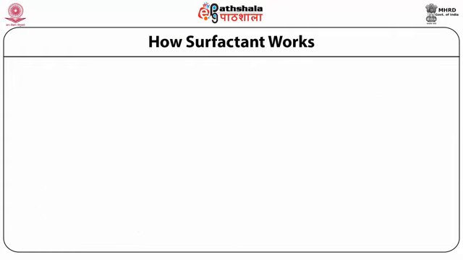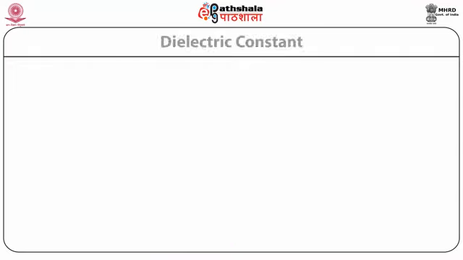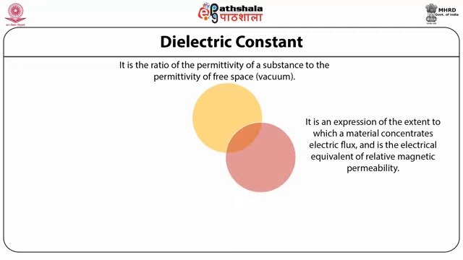Now, coming to the physical properties of materials potentially used in cosmetics, these properties include dielectric constant, refractive index, molar refraction, optical activity, and adsorption. Coming to dielectric constant, the dielectric constant is a ratio of the permittivity of a substance to the permittivity of free space. It is an expression of the extent to which a material concentrates electric flux, and is the electric equivalent of relative magnetic permeability. As the dielectric constant increases, the electric flux density increases.